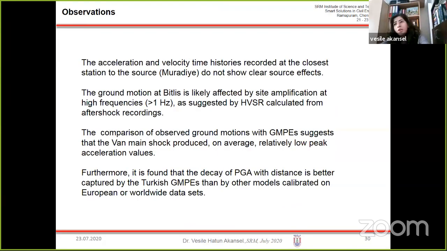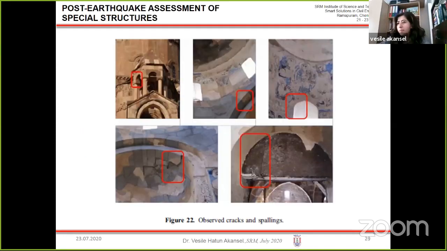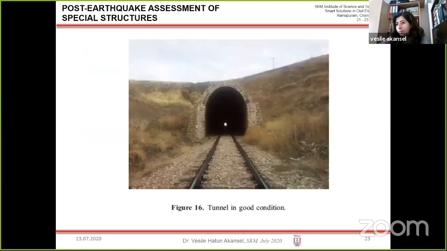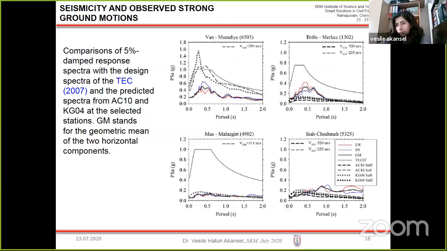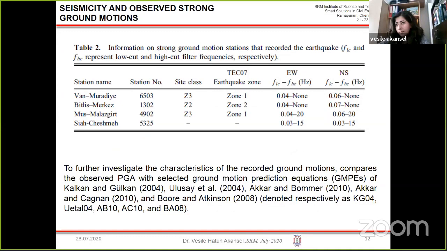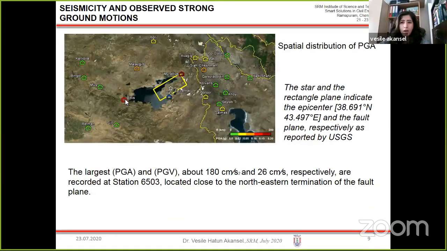The acceleration and velocity time histories recorded at the closest station do not show clear source effects. The radio was close to the center. The ground motion at Bitlis is likely affected by site amplification at high frequencies. It's better to show this one. Yes, Bitlis was on the other side of the epicenter.